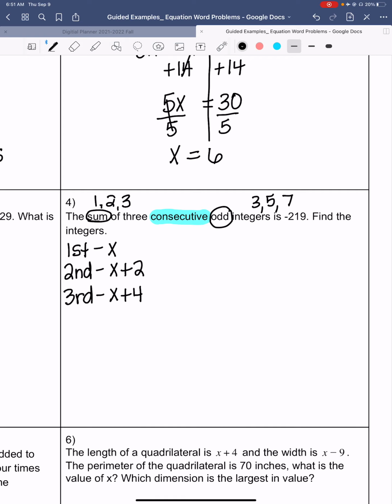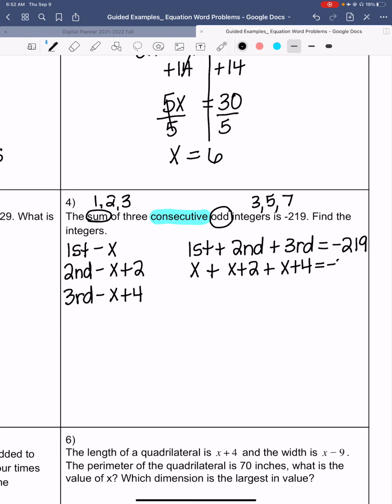So the sum of those numbers, so we would do the first number plus the second number plus the third number is negative 219. So the first number is x plus the second number is x plus 2 plus the third number is x plus 4 is equal to negative 219. All right, so we're going to combine like terms. Remember, we combine what's on the left with the left, what's on the right with the right. So we have x, x, and x. That's going to give me 3x. And then I have 2 and 4, so that's going to be plus 6 equals negative 219.